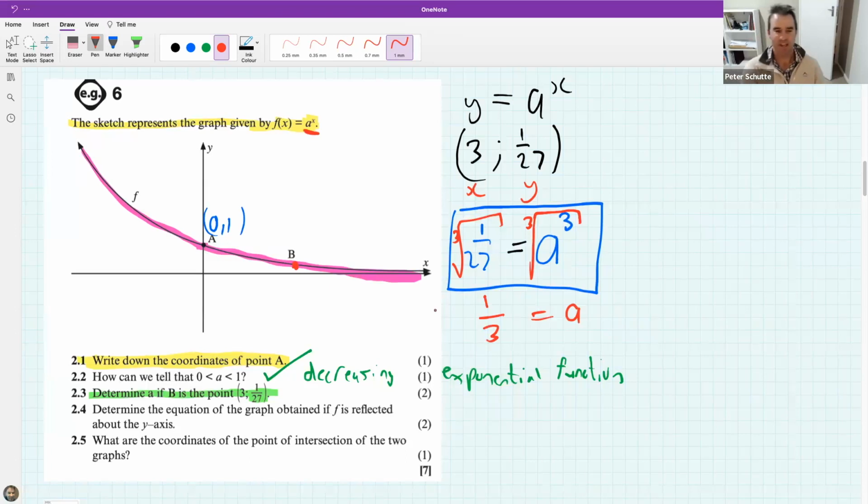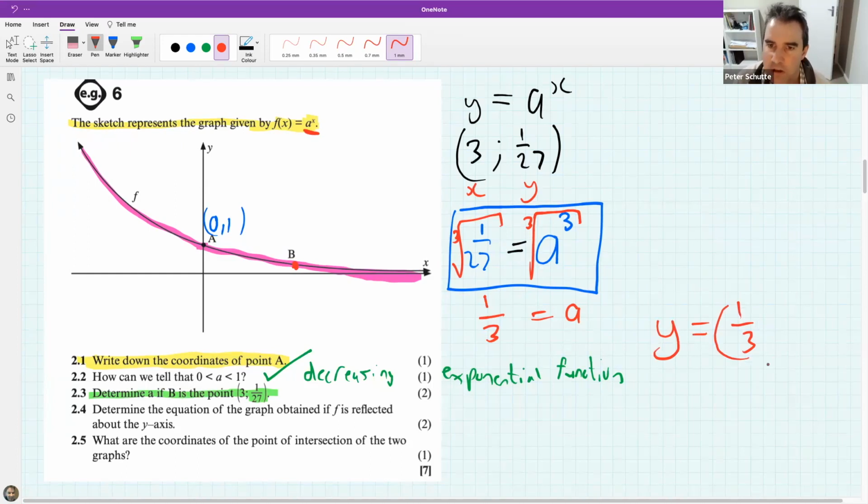That's it. Awesome. Okay. So the final answer here is going to be y equals 1/3 to the power of x. And that makes sense to me because when I look at the graph, I can see it's going downhill, or it's coming in for landing, which makes me think, I know what's going on here.